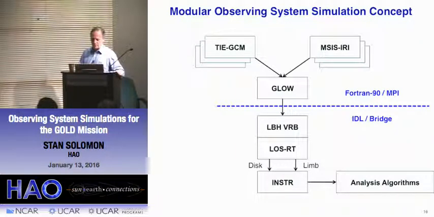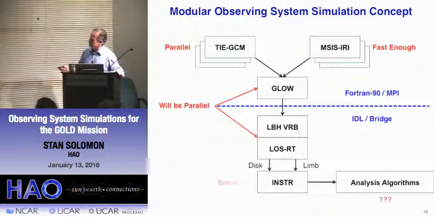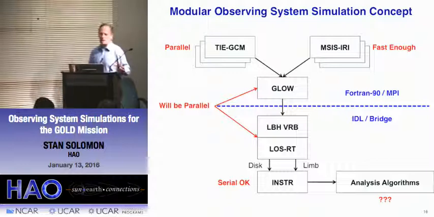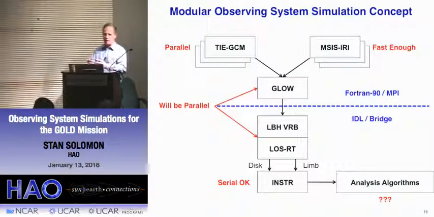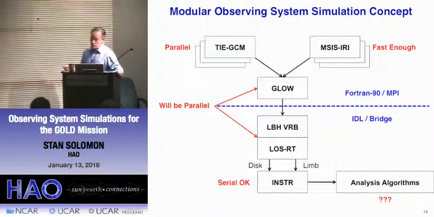The reason this is down here is that just structurally, this is the way I'm building it. This is all Fortran. This is all IDL. Just sticking with what I know. This stuff here is parallel and very fast. I am working on parallelizing GLOW. It's an easy parallelization problem. Every point on the globe in 2 dimensions is independent.